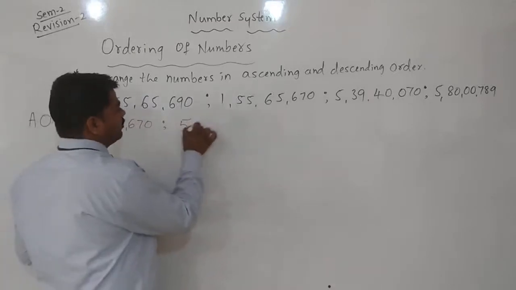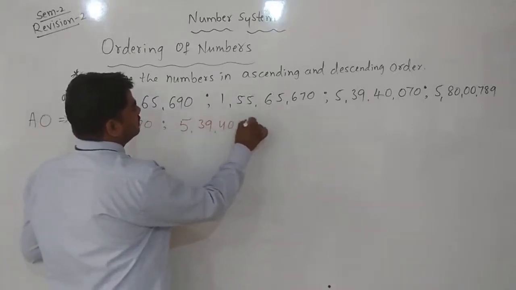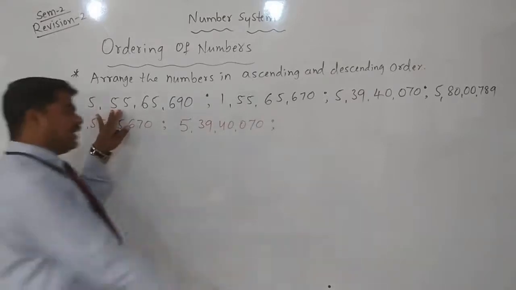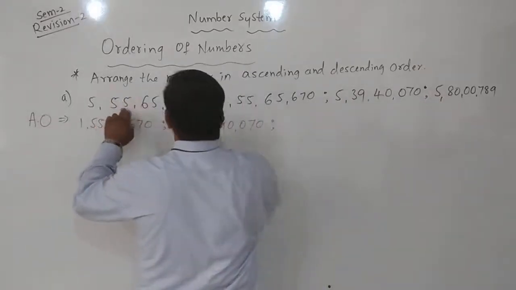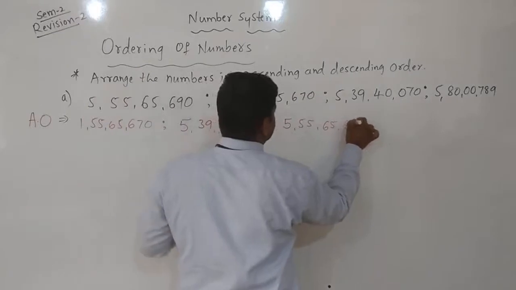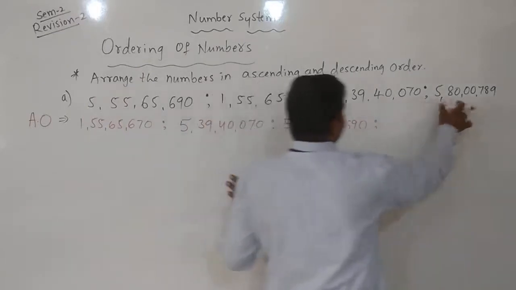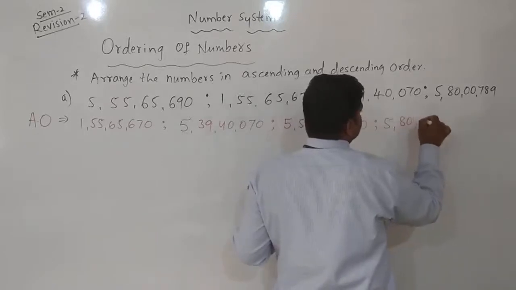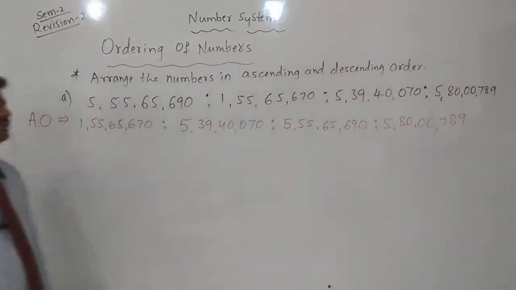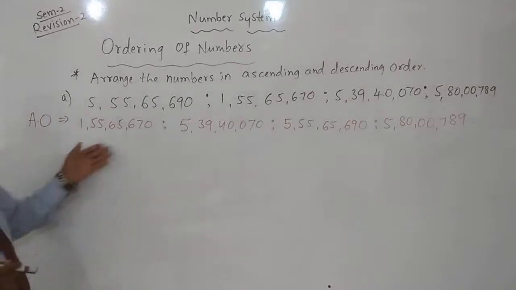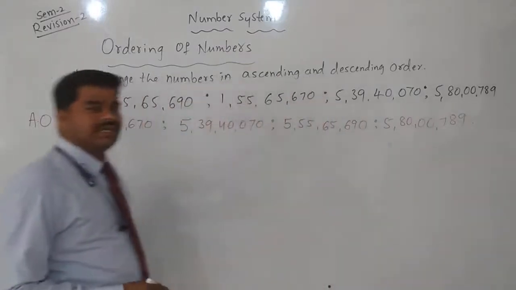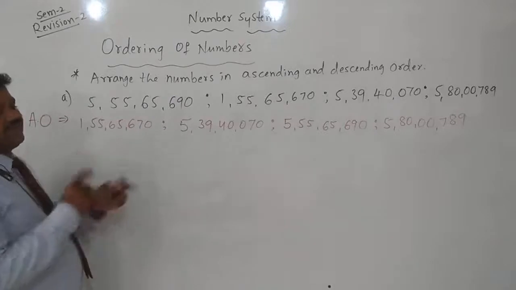Then you can write 5 crore, 39 lakhs, 40,070. And after this, 55 lakh, here 80 lakh, then 55 lakh is smaller, so 5 crore, 55 lakh, 65,690. And the last, biggest number is 5 crore, 80 lakh, 789. This is arranged in ascending order. Here 1 crore, 5 crore 39 lakh, 5 crore 55 lakh, 5 crore 80 lakhs. Clear? Now descending order. Just the reverse of this ascending order.